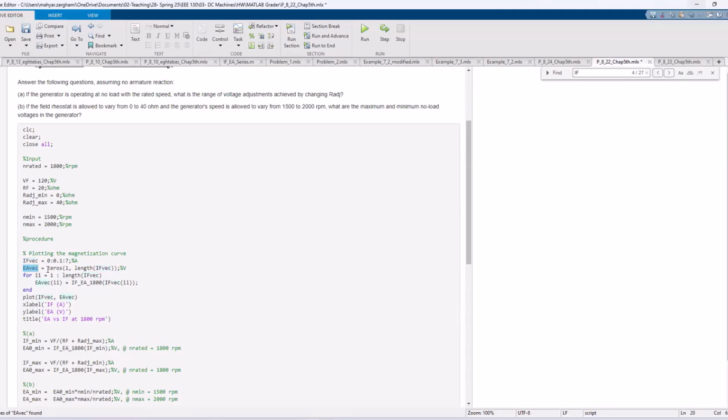So therefore, you can have an EA vector with the same number of components. I put that all to zeros at first. And then I loop through all the IF vector points and find out the associated EA value. And then in the end, I can go ahead and plot this and put the right labels for this curve. So let's do it and see what we get.